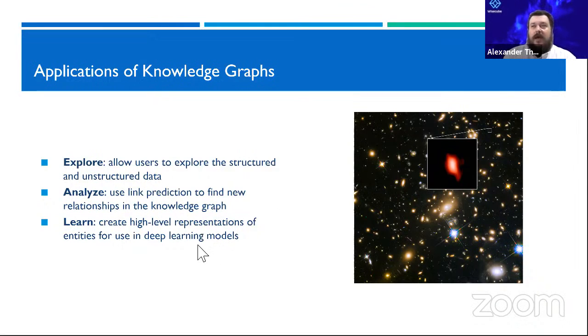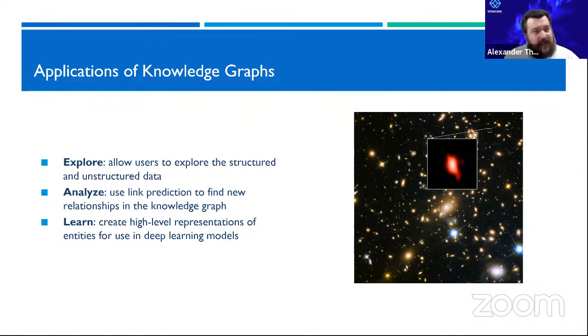We don't have really time to get into the idea of link prediction now, but you can essentially use the structure of the graph to find where there should be an edge, even if it's missing. And then we can learn higher level representation.